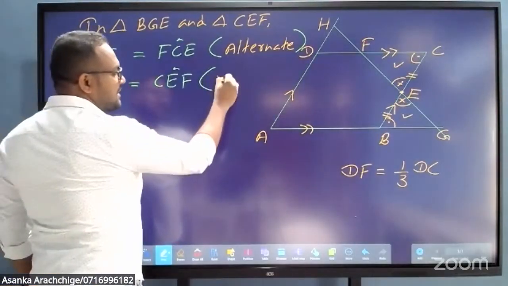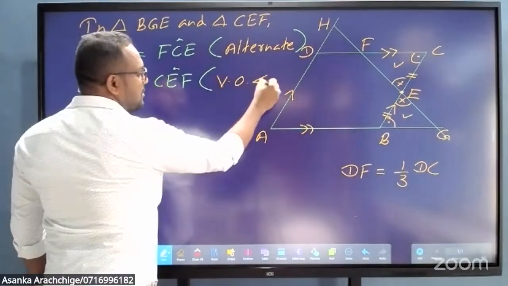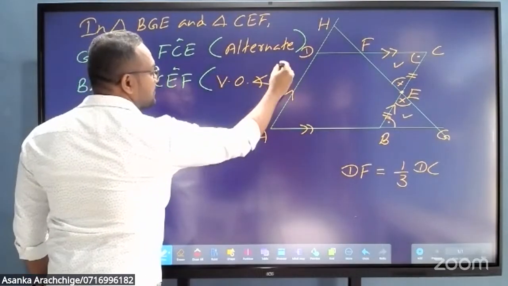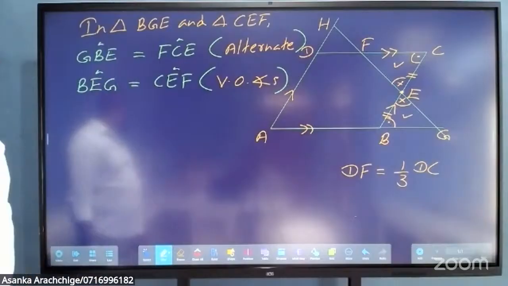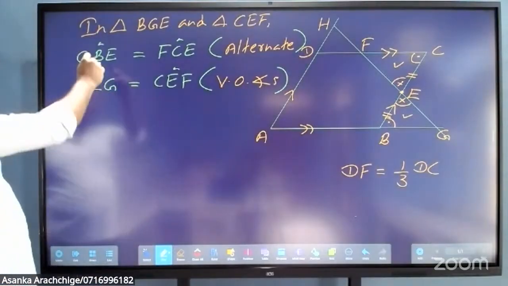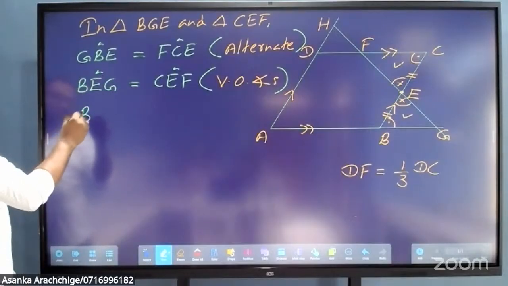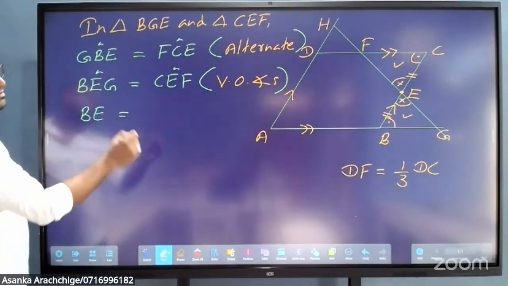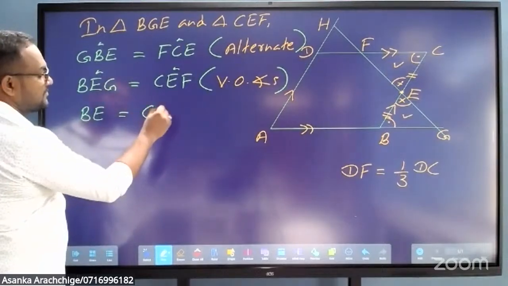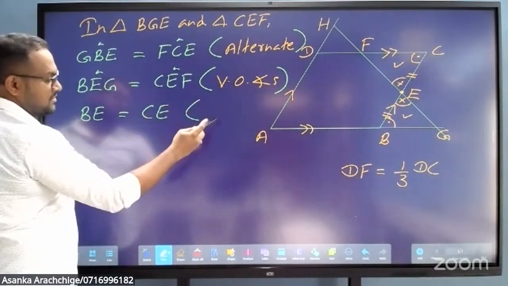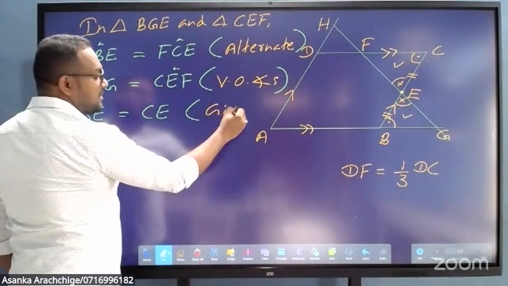Vertically opposite angles. Then AAS. BE is equal to CE. This is given. Make a note of it as given.